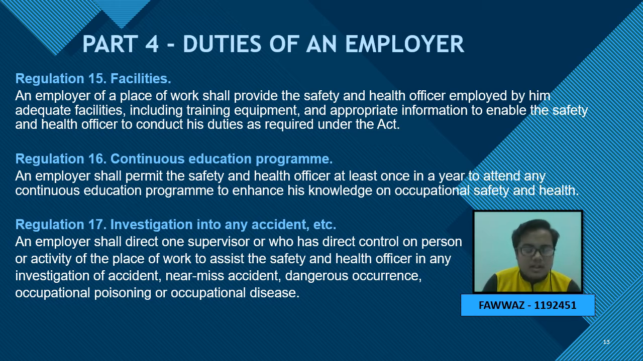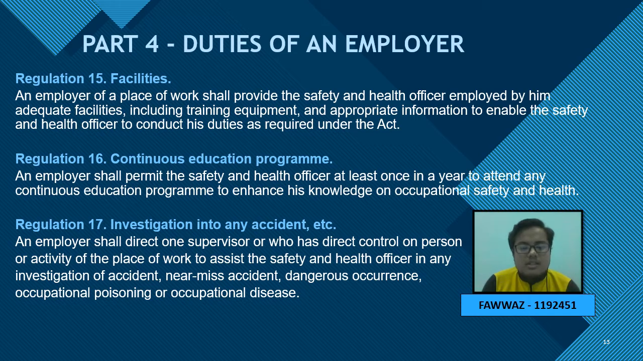Next, Part 4, duties of an employer. Regulation 15, facilities. Any employer of a place of work shall provide the safety and health officer employed by him adequate facilities, including training equipment and appropriate information to enable the safety and health officer to conduct his duties as required under the Act. Next, Regulation 16, Continuous Education Program. The employer shall permit the safety and health officer at least once in a year to attend any continuous education program to enhance his knowledge on occupational safety and health.